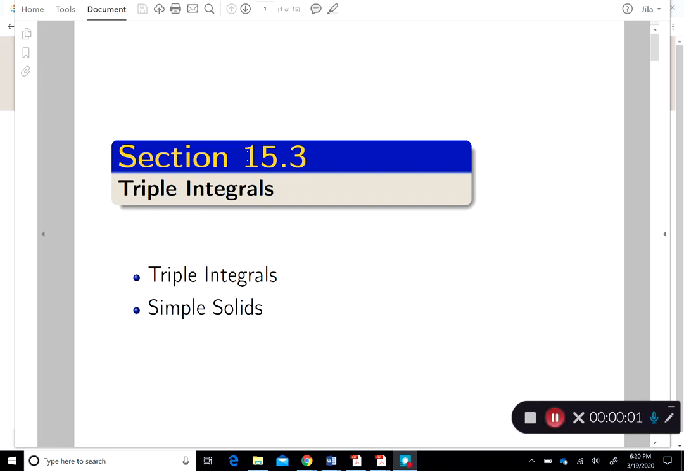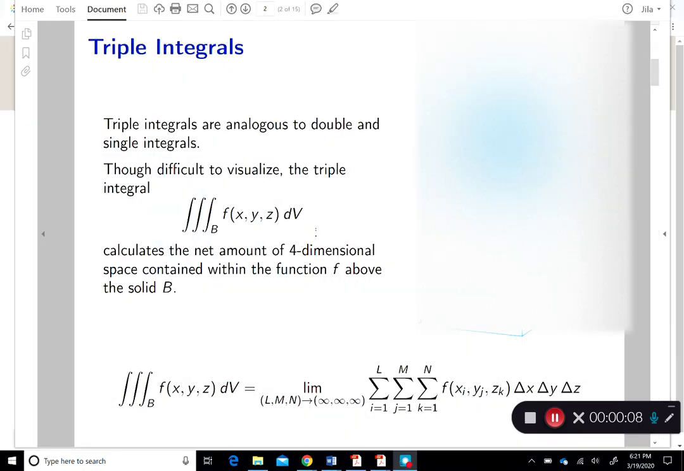Hello, this video is about an introduction to triple integrals. So the first thing is, what is a triple integral? A triple integral is analogous to a double or single integral. For a single integral, the domain was one-dimensional, and we would find the area over that domain.